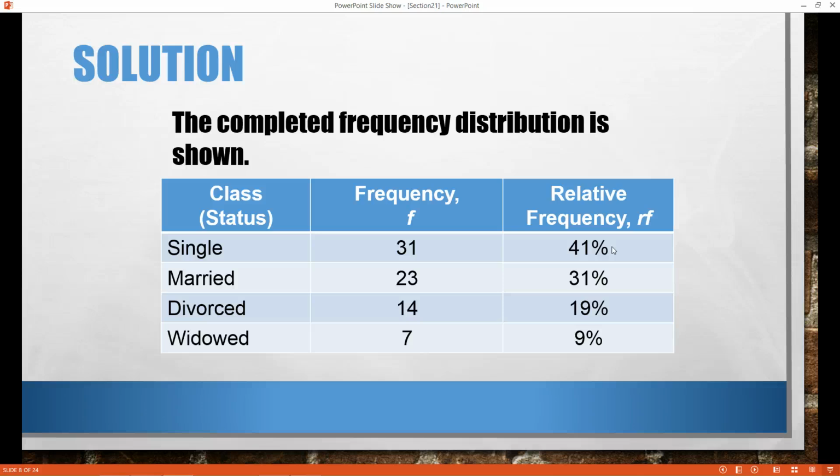It could be 101 if you add them all up, depending on the rounding. But what you don't want to do is start to fudge with these numbers to try to get it to add up to 100%. All right. So that's the grouped frequency distribution used with categorical data.